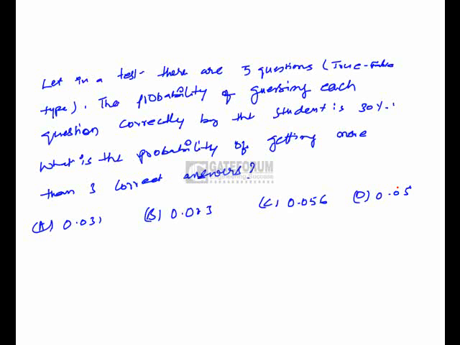In a test there are 5 questions which are of true or false type. The probability of guessing each question correctly by the student is 30%. What is the probability of getting more than 3 correct answers? Here there are total 5 questions, so n is equal to 5, and the probability of guessing each question correctly is given as 30%.